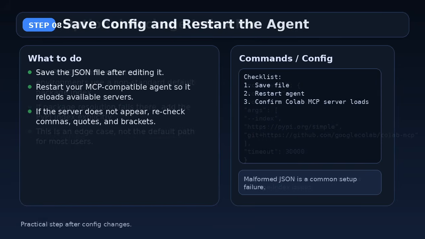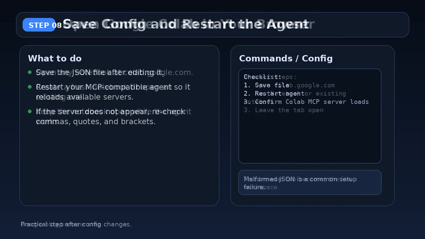Step 8. Save config and restart the agent. After editing the configuration, save the file and restart your MCP compatible agent. The restart is important because the agent usually needs to reload its MCP server registry. If the Colab server does not appear after restart, check the JSON formatting carefully. A missing comma, quote, or bracket is often the cause.